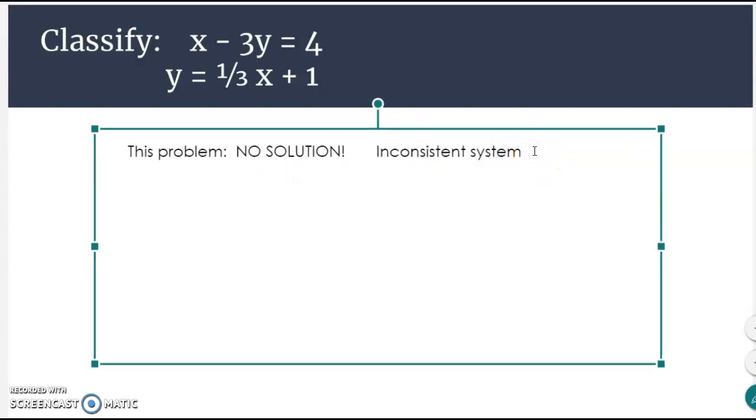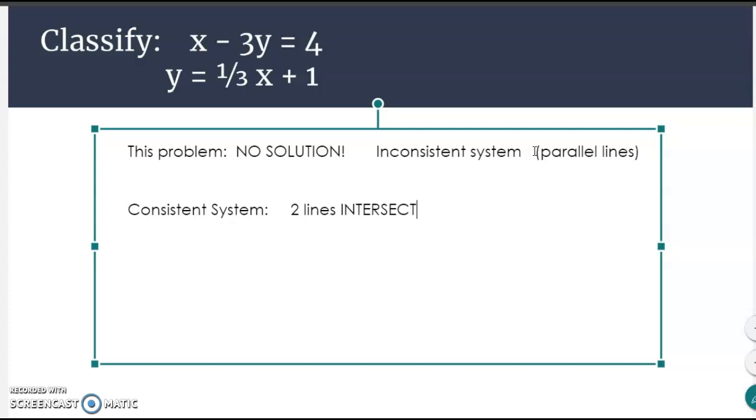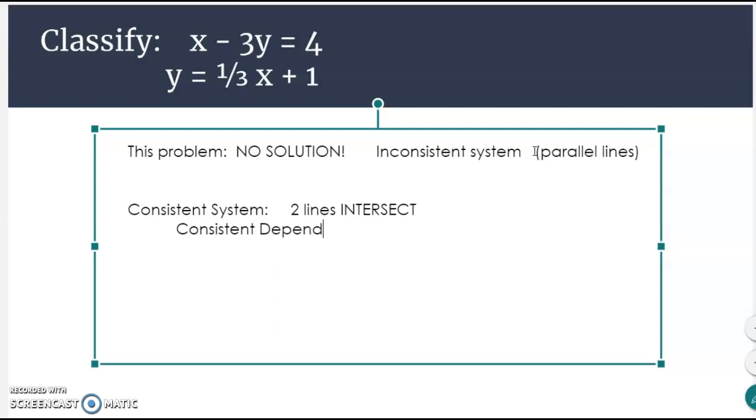If you're inconsistent, well then there must be a consistent. If no solution means inconsistent, and I may want to point out they make parallel lines, so there must be something called a consistent system. And that means the two lines intersect. And then there are two degrees of consistency. There is what's called consistent dependent. And then there is also something called consistent independent.